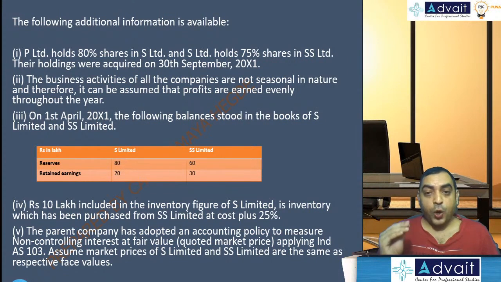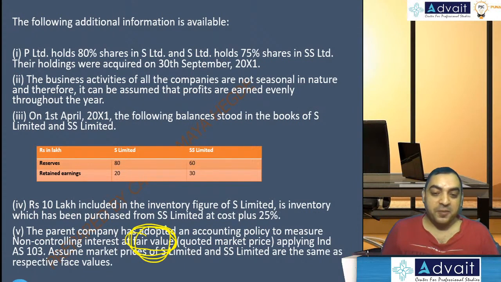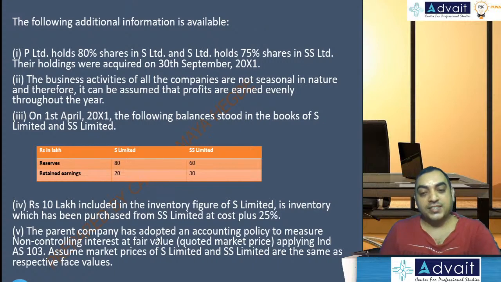The business activities of all companies are not seasonal in nature, and therefore it can be assumed that the profits are earned evenly throughout the year. On 1st April 2001, the following balances stood in the books of S Limited and SS Limited: reserves, retained earnings. Rupees 10 lakh included in the inventory figure of S Limited is inventory purchased from SS Limited at cost plus 25%. The parent company has adopted the accounting policy to measure non-controlling interest at fair value, quoted market price, applying Ind AS 103. Assume market price of S Limited and SS Limited are the same as their respective face value.